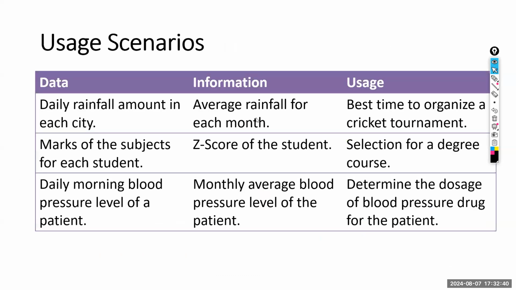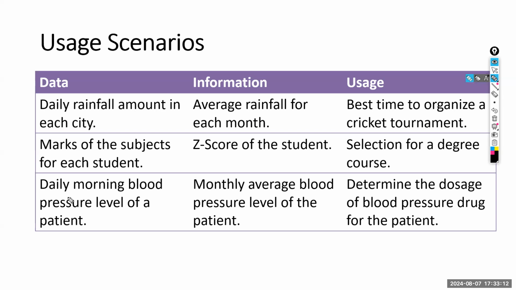Right. So these are some usage scenarios. I told you data is not always bad. Data is good. Sometimes data is good enough, but sometimes information is what we really need. So daily rainfall data. Maybe average rainfall for a month, for each month, it's information. Sometimes the average rainfall is what we are really interested in. Marks of a subject, data. Z score, information.